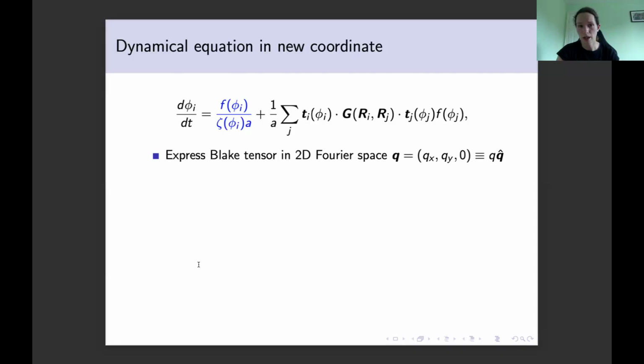Just a few other technical steps. The Blake tensor is going to be written in 2D Fourier space. So if you see Q_x and Q_y, that's just because I'm writing down the Blake tensor in 2D Fourier space. The Z component is left in real space.